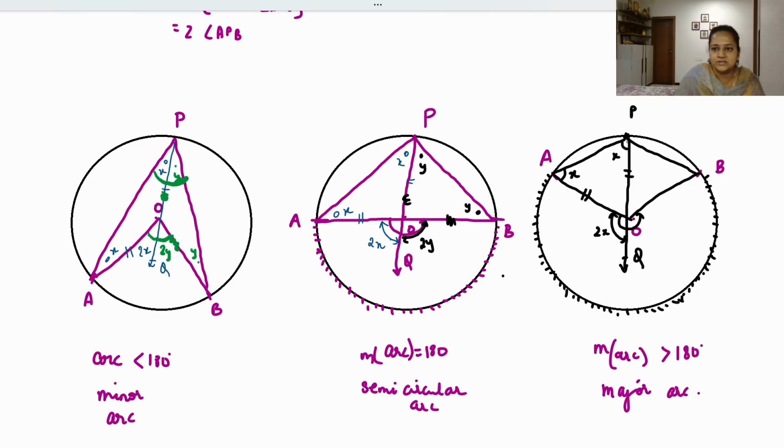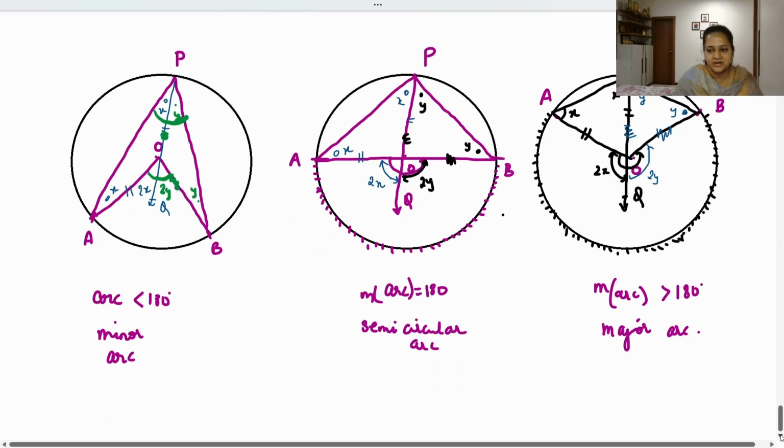No difference. We know that OP is equal to OB, radii of the same circle. So we'll get these two angles equal. Which two angles? P and B, y. This is the exterior angle. So again, the measure of the exterior angle is 2y. It's exactly the same in all three cases. So no major difference, right? So it is true for all the three cases.